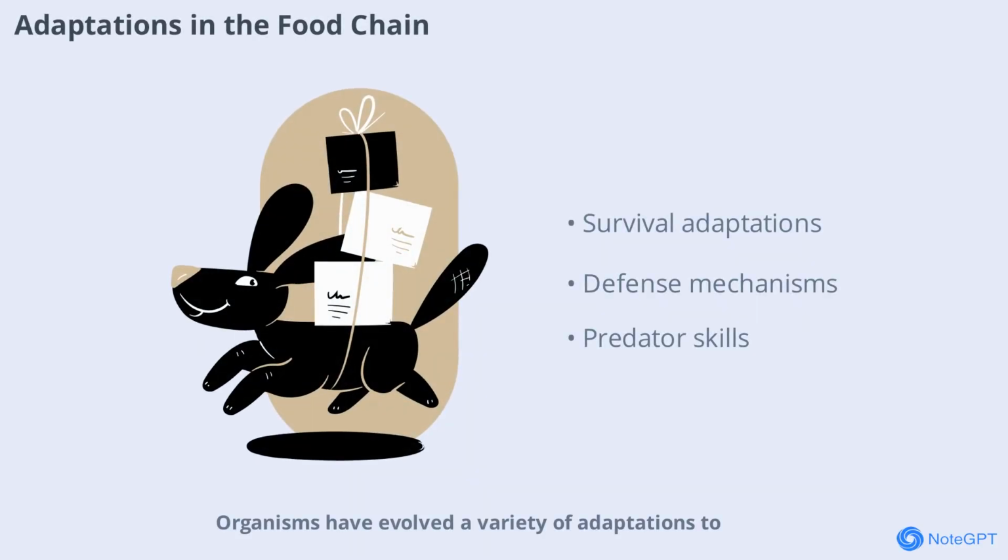Organisms have evolved a variety of adaptations to survive in their place in the food chain. Plants may develop thorns or toxins to deter herbivores, while predators have sharp teeth or camouflage. These adaptations help maintain the balance of nature and ensure the survival of different species.